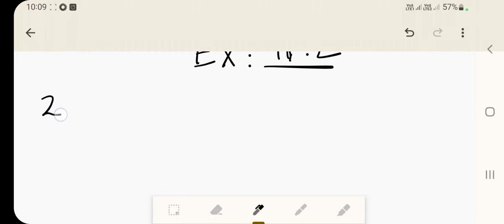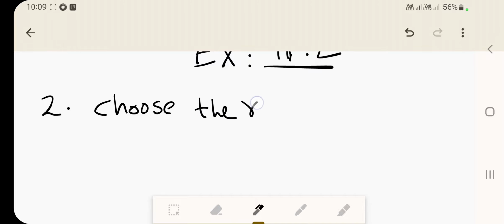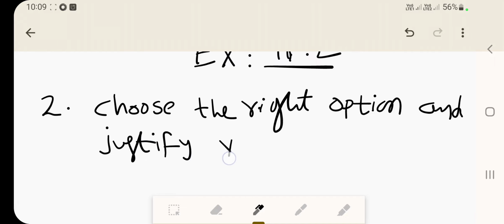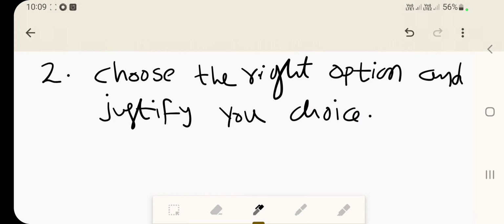So we start problem number 2. In that we have different questions. They have asked, choose the right option and justify your choice. They have given some options A, B, C, D. They are asking to choose the right option, meaning the right answer, and also to justify why you have chosen this answer. It is almost like they are asking to prove it in a different way.